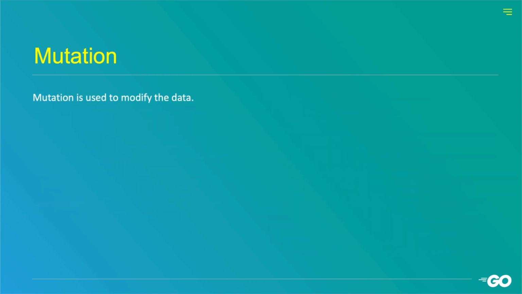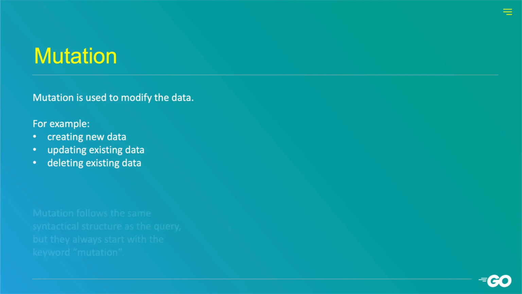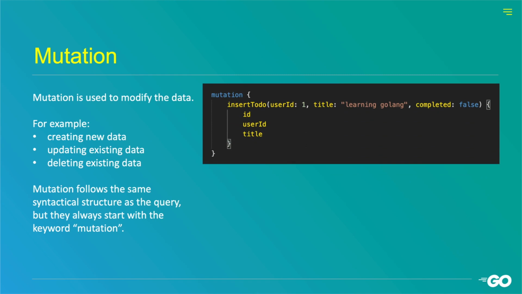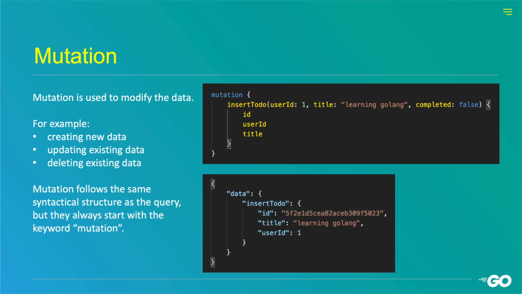Mutation is used to modify the data, for example, creating new data, updating existing data, and deleting existing data. Mutations follow the same syntactical structure as queries, but they always need to start with the keyword mutation. Here is the sample mutation to insert a new to-do item, and we can specify each field to return, such as ID, user ID, title, completed, or all of them. Since we don't specify the completed field, it is not returned in the result.